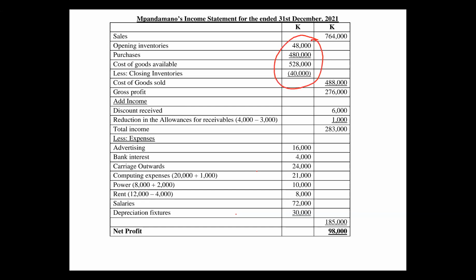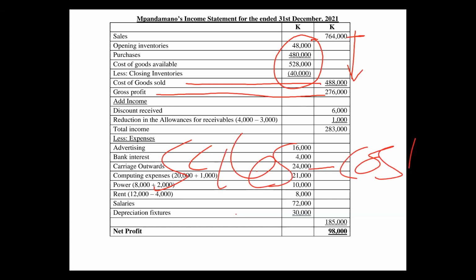Cost of goods. We will have this entire cost of goods. It should be subtracted from the sales to give you the gross profit. What we will have now is the gross profit. Gross profit simply means sales minus cost of goods.